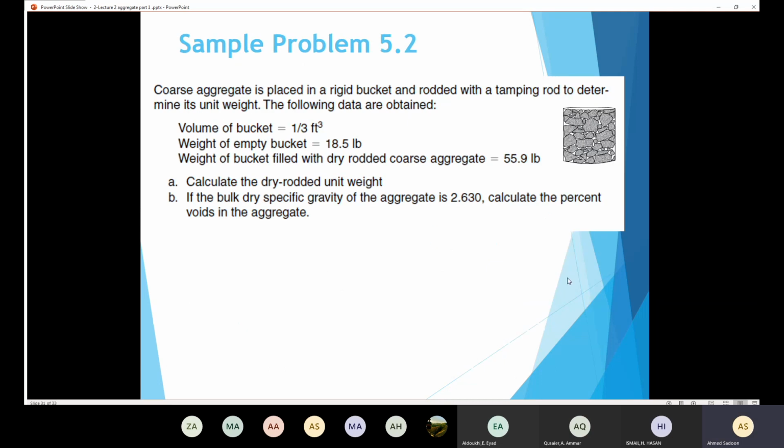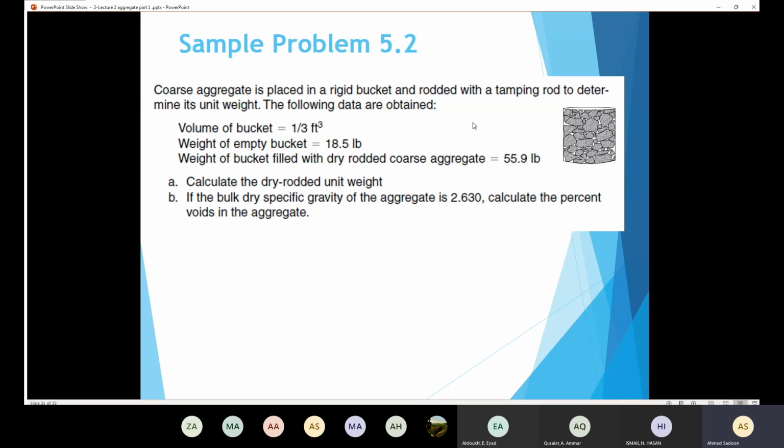So now let's see an example here. We have coarse aggregate, which has been placed in a rigid bucket. So here we have a rigid bucket, and then coarse aggregate has been placed there. And we provide rodding compaction with a tamping rod. So we have a rod in order to do compaction.